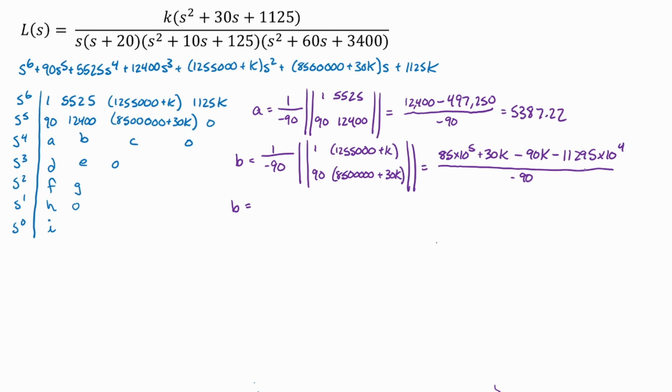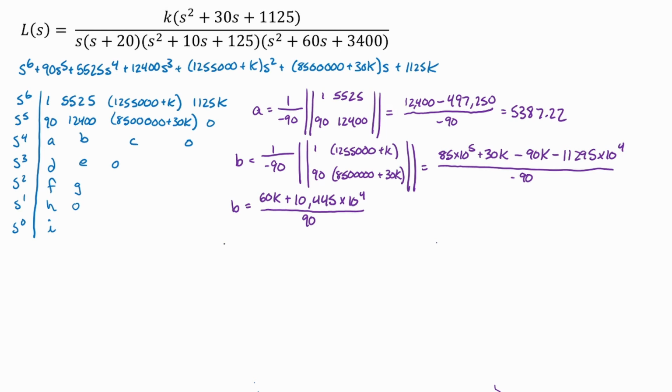Since we have some higher negative numbers, we're actually going to take the negative from the bottom and bring it up to the top and make it positive. So doing that, we get 60k plus 10,445 times 10 to the 4 all over 90. So that's our value of b.